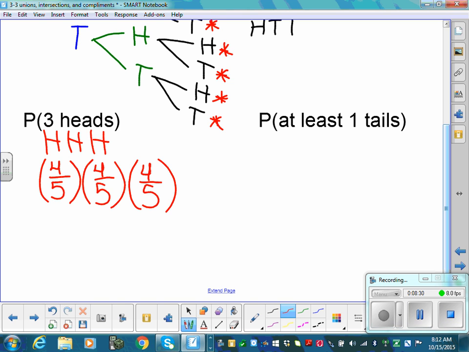So I need my calculator, I don't have it, so somebody's gonna have to do it for me. 4/5 times 4/5 times 4/5. What's the percent? It's... Percent? 51 point what?